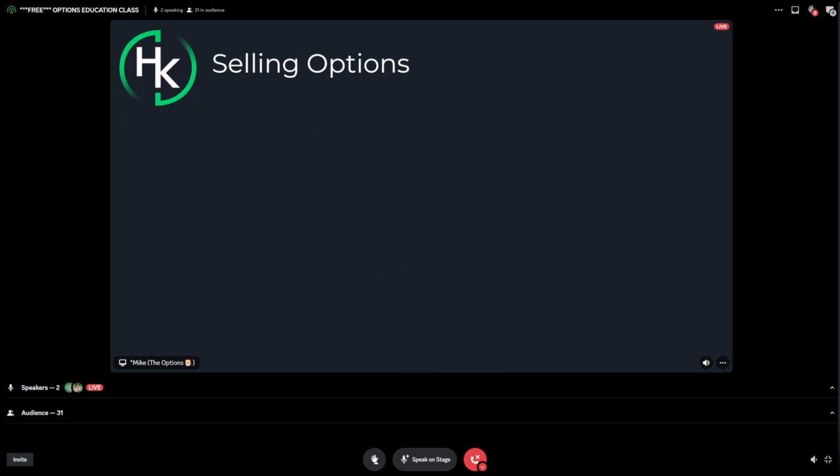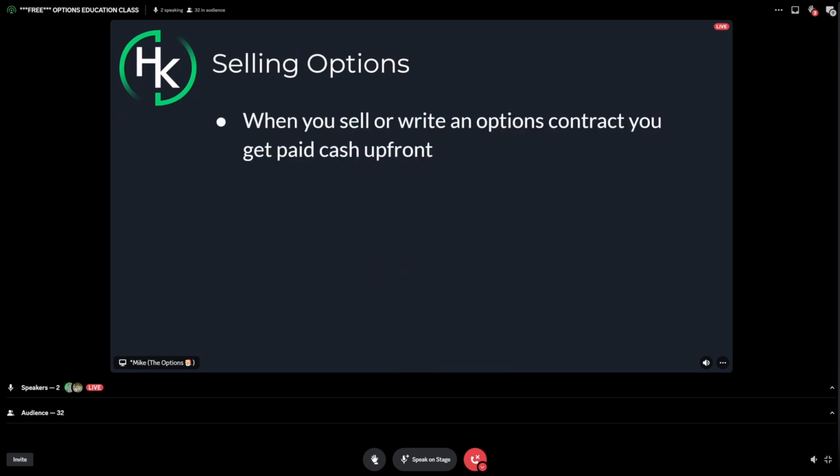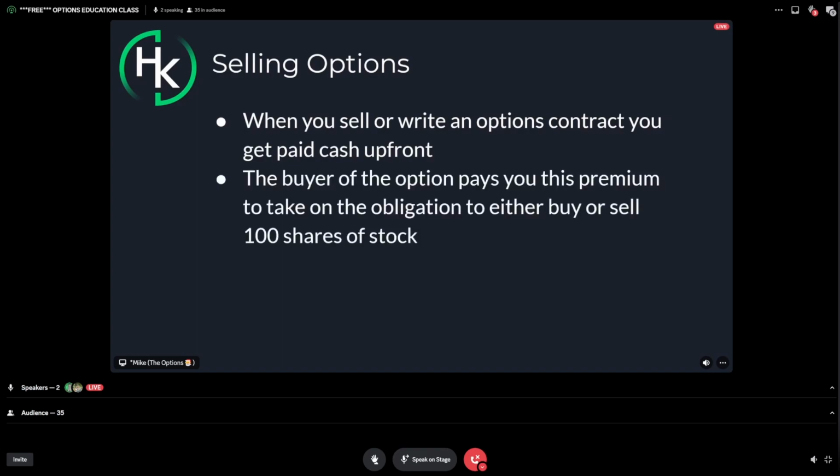So let's talk about selling options now. When you sell options, otherwise known as writing an option, you get paid that premium up front. Right when you sell it, it goes in your cash balance in your account. The buyer of the option is the one that pays you this premium, and they're paying you to take on the obligation to either buy or sell their stock, depending on if you're trading a call or a put.